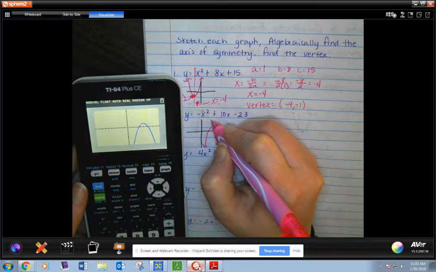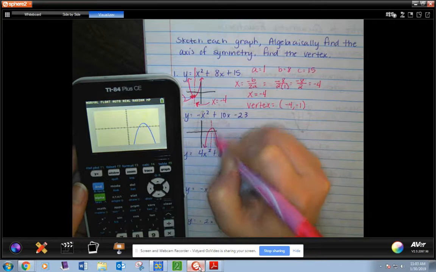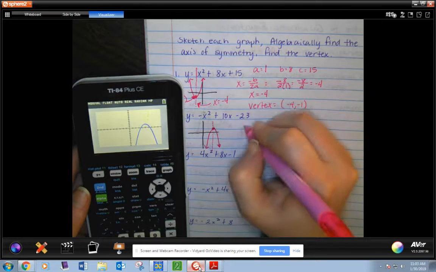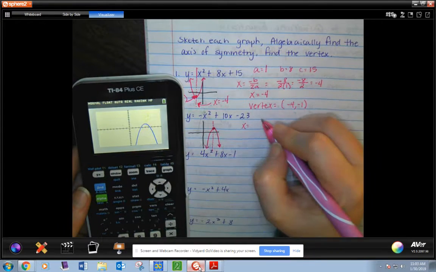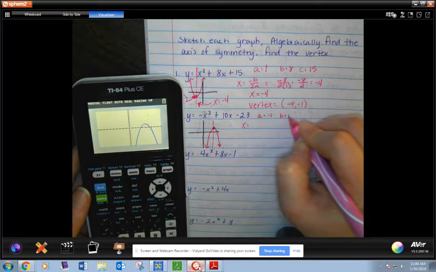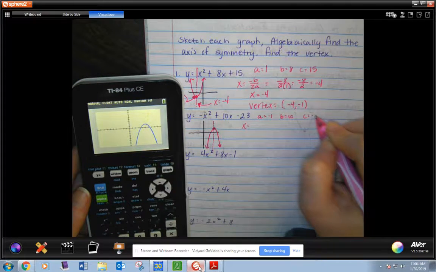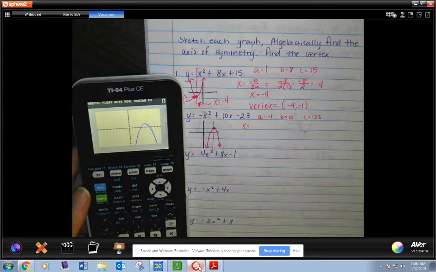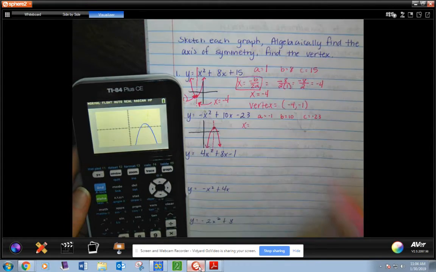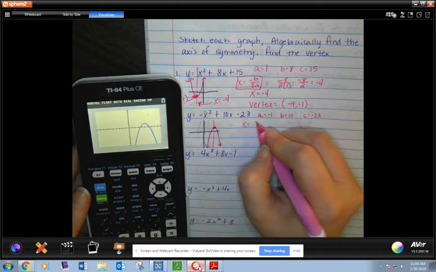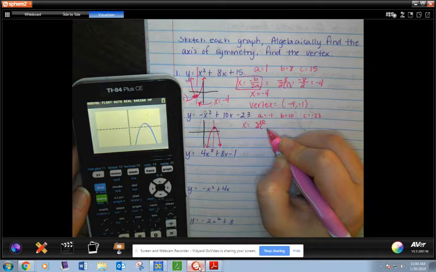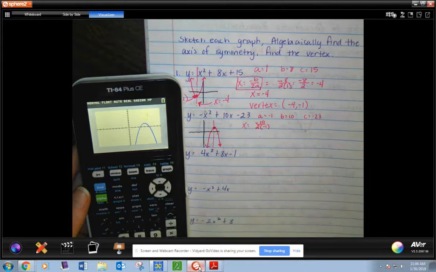I'm going to go ahead and draw in my axis of symmetry with my vertex. Okay, to find the axis of symmetry, I need to know that A is negative 1, B is 10, and C is negative 23. Here's your formula. I'm not going to rewrite it, I'm just going to use it. So I'm going to do negative B, which is 10, over 2 times A, and A is negative 1. That 2 is always in the formula.